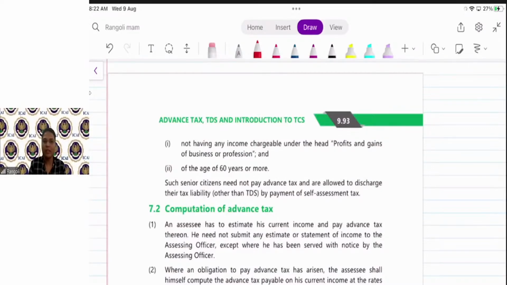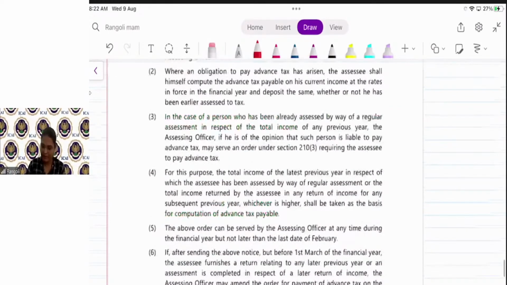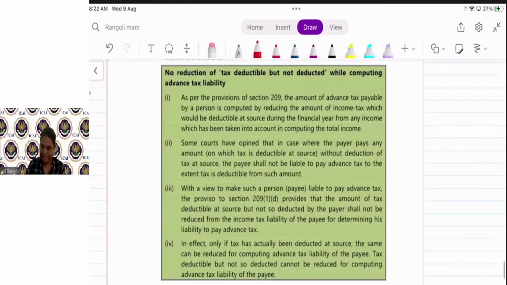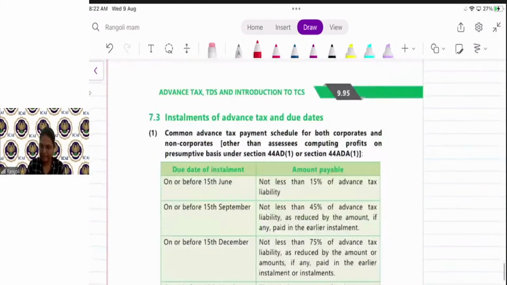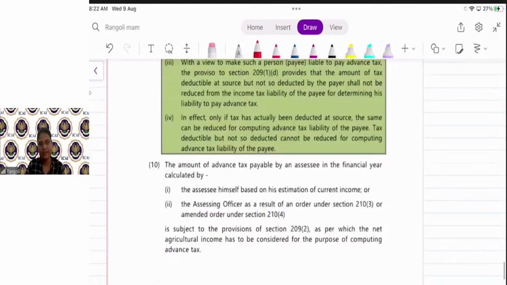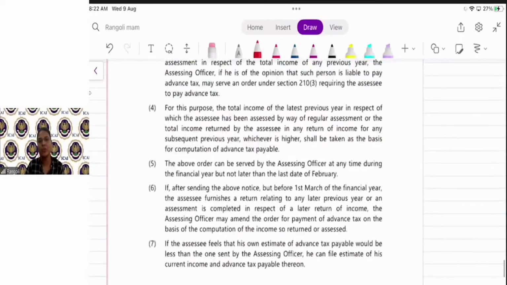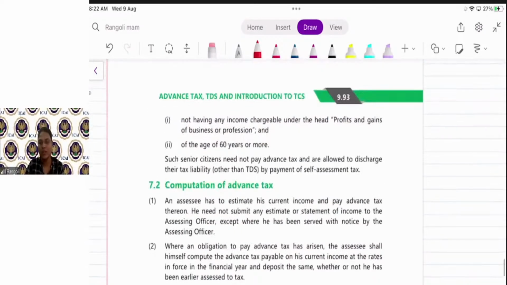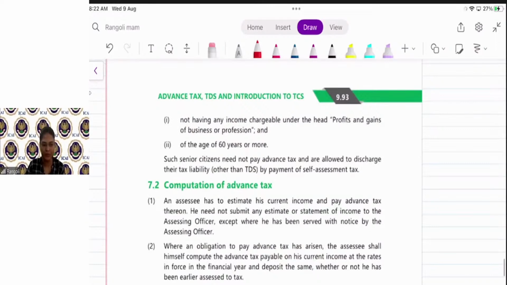Now, say for example, if you fail to pay advance tax, then let us discuss that first. If you fail to pay advance tax, then you need to pay interest under section 234C for not paying advance tax. So there is an interest for not paying advance tax regularly, when you are filing your return of income. Clear?